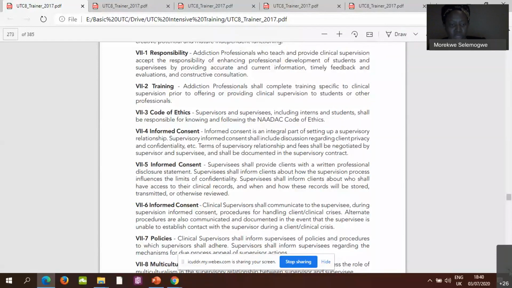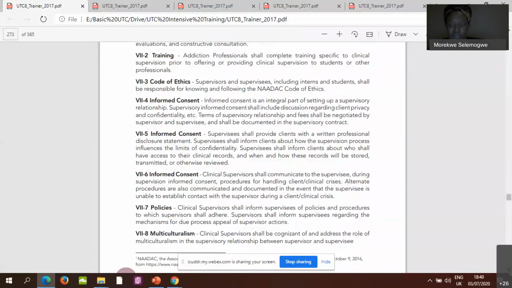Then with regards to policies, clinical supervisors shall inform supervisees of policies and procedures to which supervisees shall adhere. These policies could be program policies, and for people giving clinical supervision to supervisees outside, you should be knowledgeable about policies of where that supervisee is actually working, so that you do not misalign your supervisory relationship with the policies where the supervisee is working.